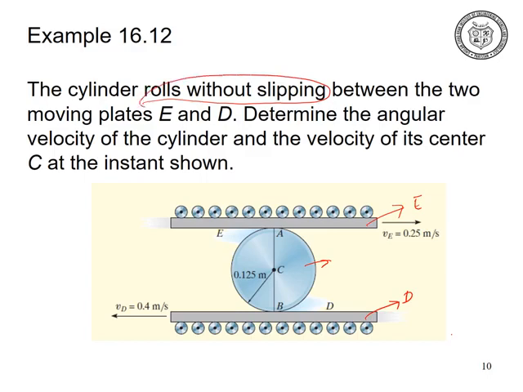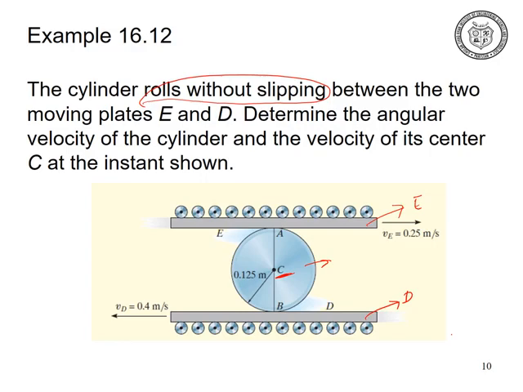The main thing given here is that the cylinder rolls without slipping. We have to determine the angular velocity of the cylinder and the velocity at its center C at the instant shown. We have to find the angular velocity for the cylinder and the velocity for the center of the cylinder. Here it is given that this cylinder rolls without slipping.